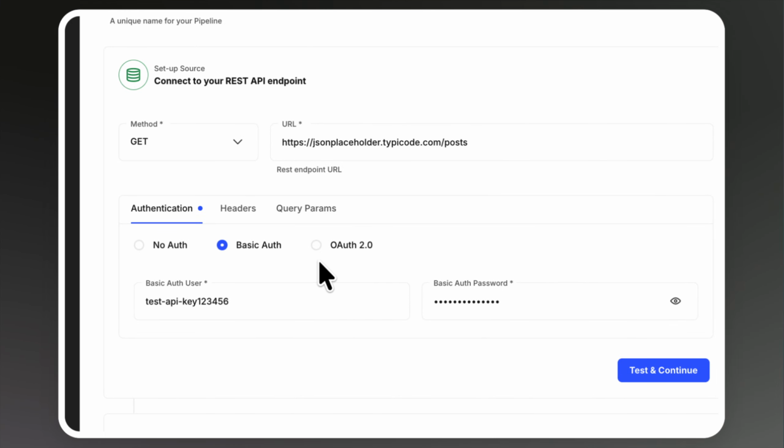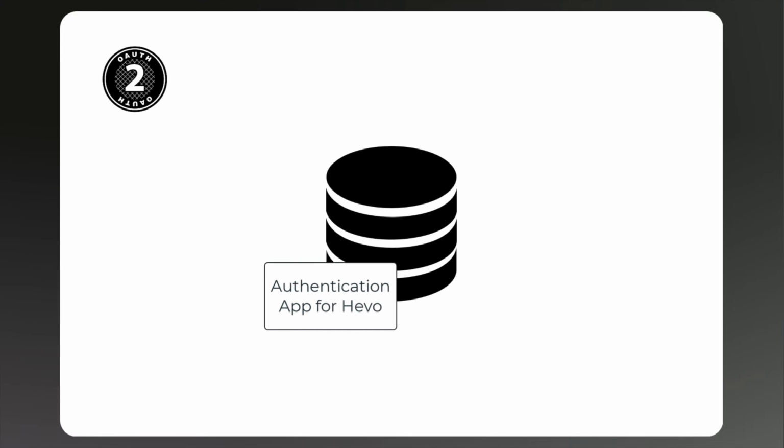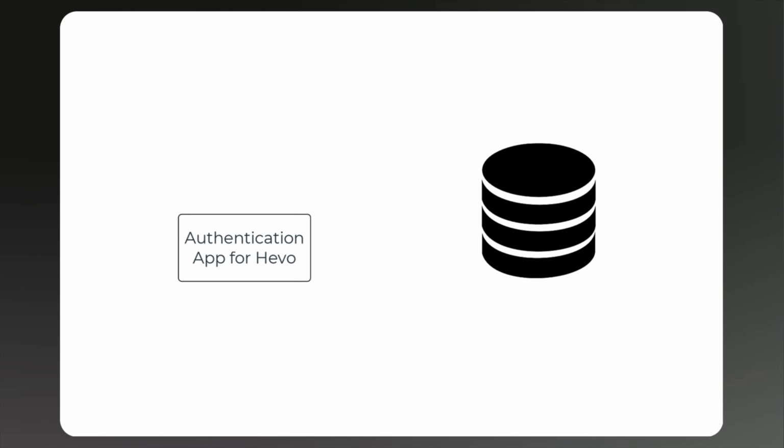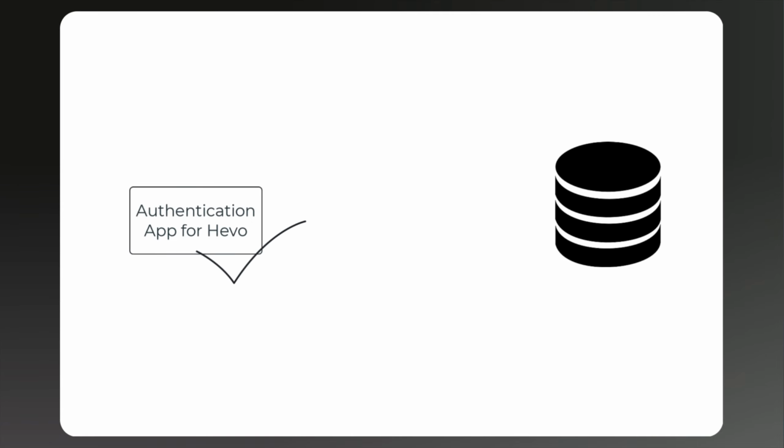The third option is OAuth 2.0. OAuth 2.0 is commonly used by modern applications. Instead of sharing a password, an app is created in the source system that acts as a connection point. This lets Hevo access the required data securely. The source then provides a client ID and client secret that act as credentials for that app. When a user logs into the source account and grants the app permission to access the data, the source generates an access token. This is a secure string that proves Hevo is allowed to fetch your data.